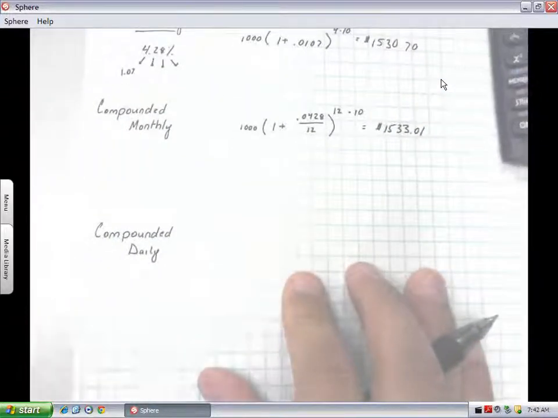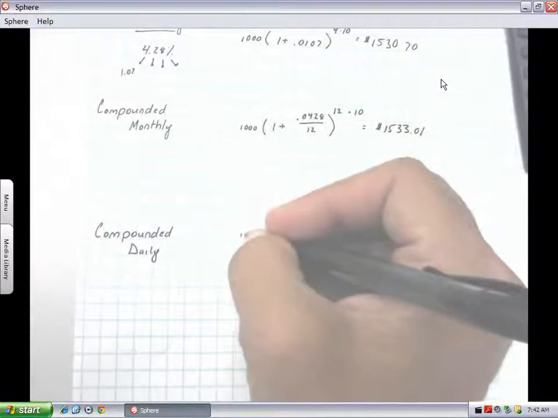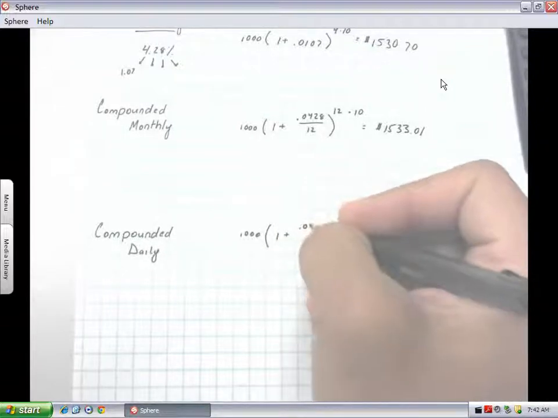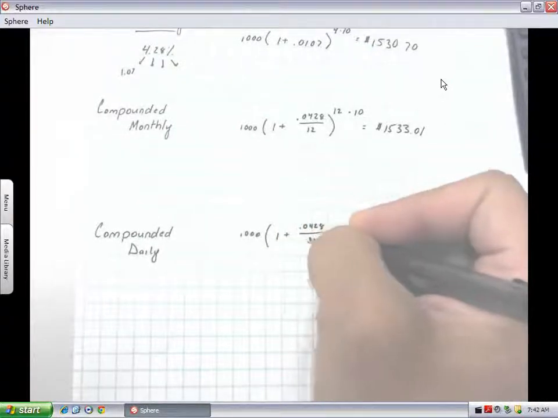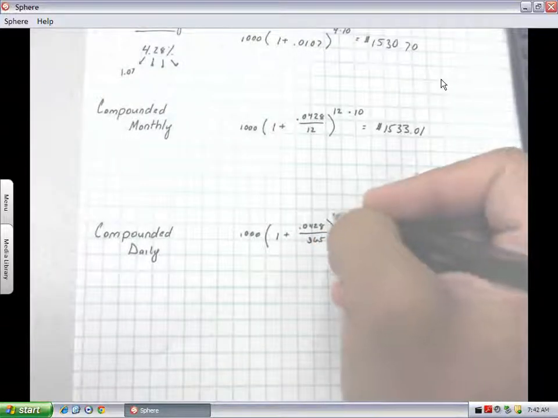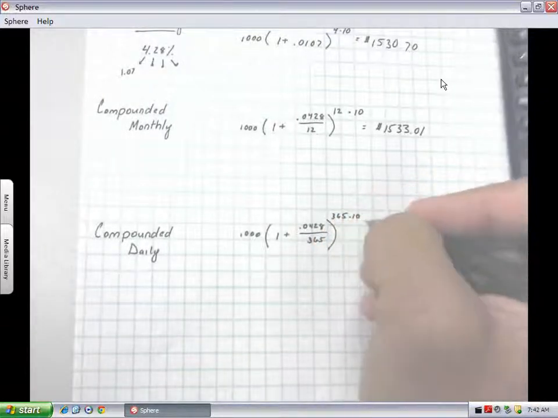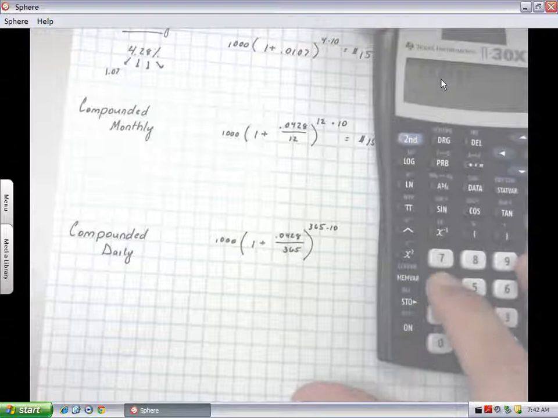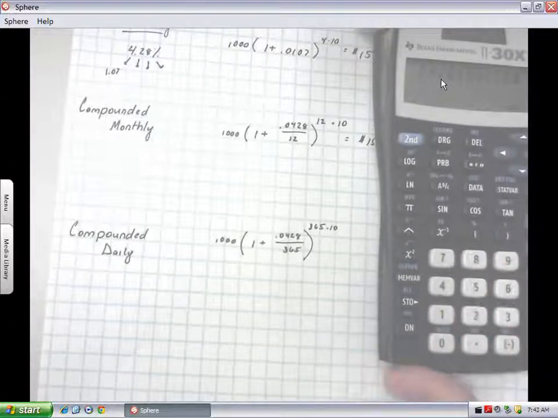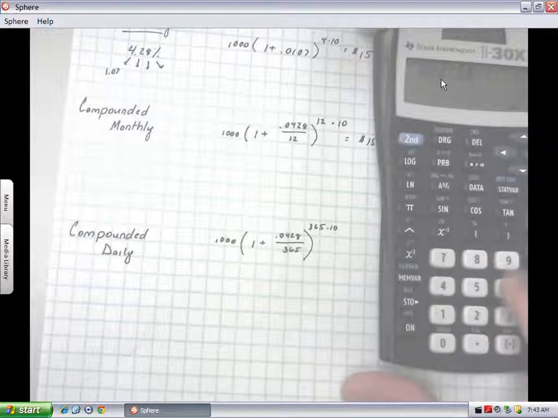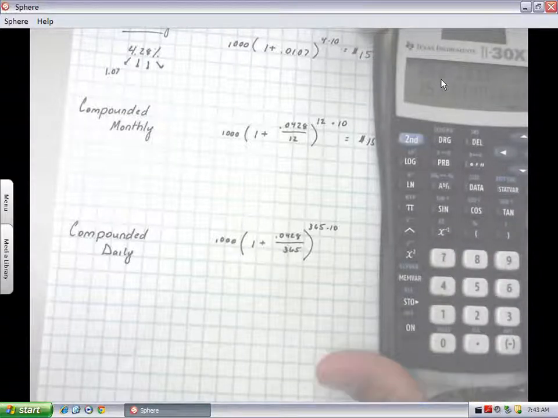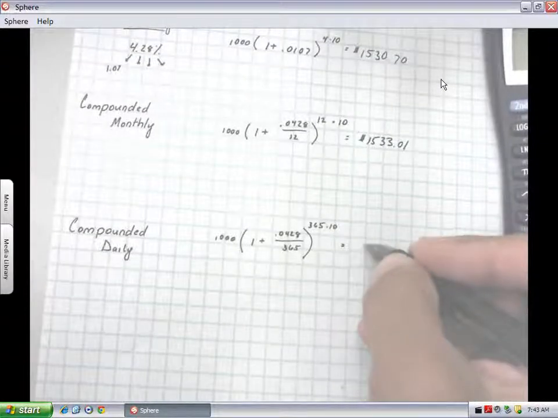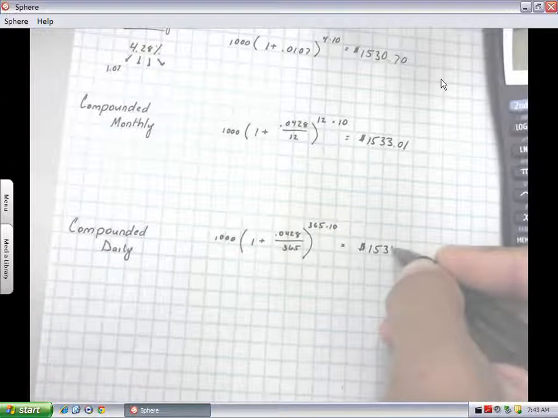Last problem we'll take a look at, compounded daily. So now I've gotten the hang of this formula. 1,000 times 1 plus 0.0428 over 365. Definitely not doing that in my head. To the 365 times 10. One more time with the calculator. 1 plus 0.0428 over 365 raised to the 3650 power times 1,000. So this time I get $1,534.14.